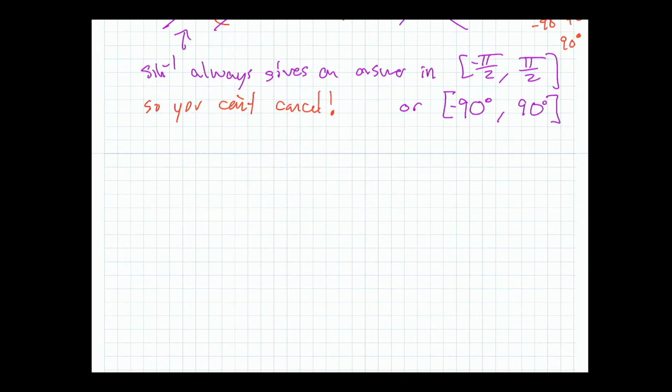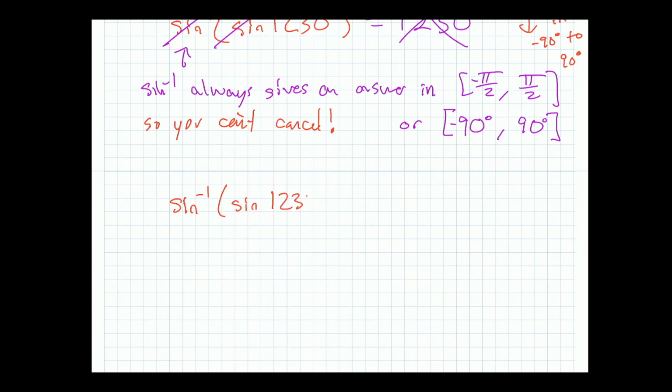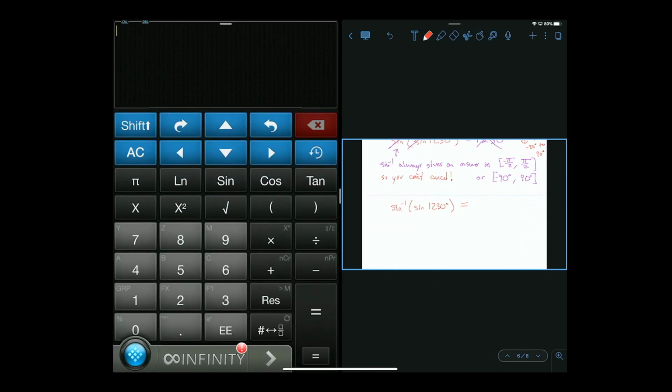All right. So let us do it. So how are we going to do it instead? Well, we're just going to do it like it was the same as the previous problem. So you have sine inverse of sine of 1230 degrees. And again, I'm going to advocate that you just punch it into a calculator that can handle it. If we're in degree mode, I should just be able to go sine inverse sine 1230, and the answer is not going to be 1230. It's going to be something between negative 90 and 90. And so it's simply 30 degrees.